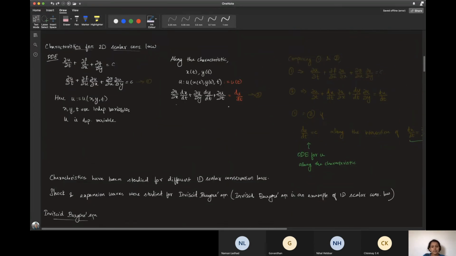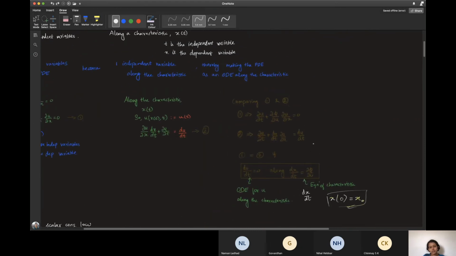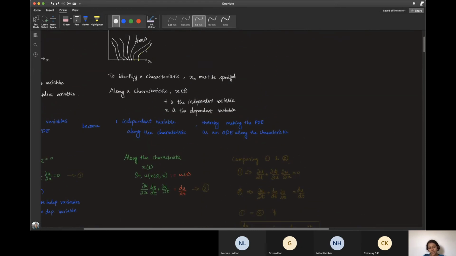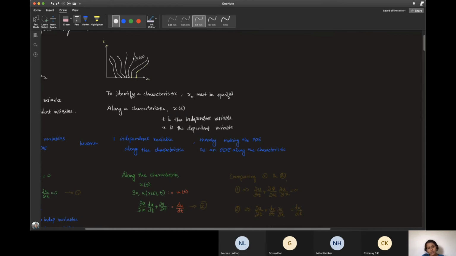So yes, this is what a characteristic is. This way you identify some different characteristics and you solve the ODE along each of the characteristics. When you solve the ODE along each characteristic, you find the value of u of x of t comma t along that characteristic alone. When you do it for all the characteristics, you find the solution for u in the whole of this xt plane, because the characteristics are everywhere.